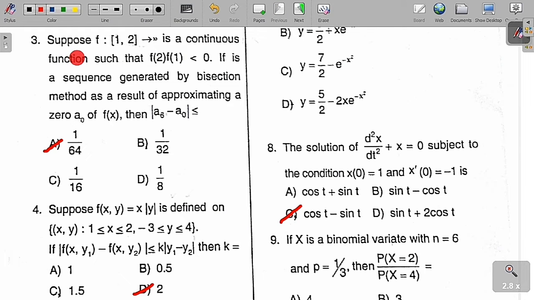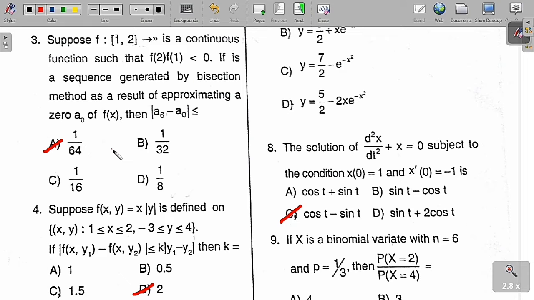So now we are going to solve another question. See the question here. Suppose f is a function defined from the range 1 to 2. It is a continuous function such that f of 2 into f of 1 is less than 0. If a_n is a sequence generated by the bisection method as a result of approximating a zero a0 of f of x, then what is the magnitude of a6 minus a0 is not equal to? We need to figure out. The four options, option A, 1 by 64, is the correct solution of this question.